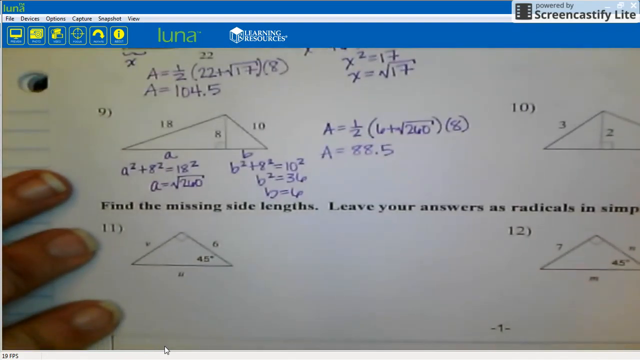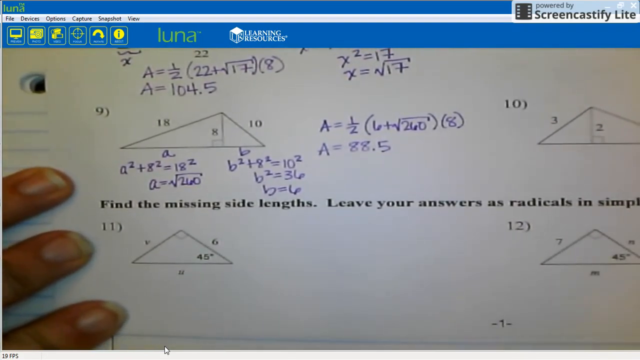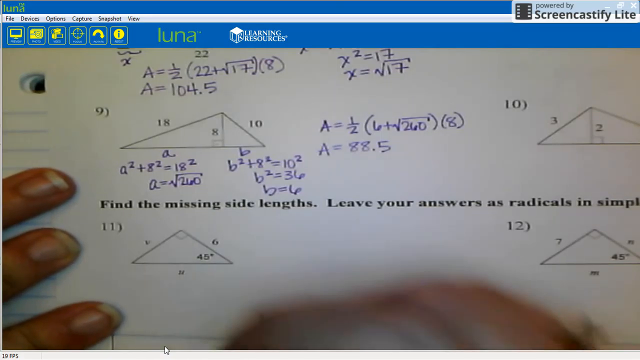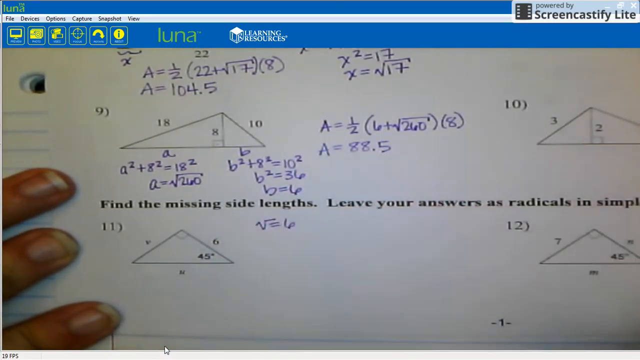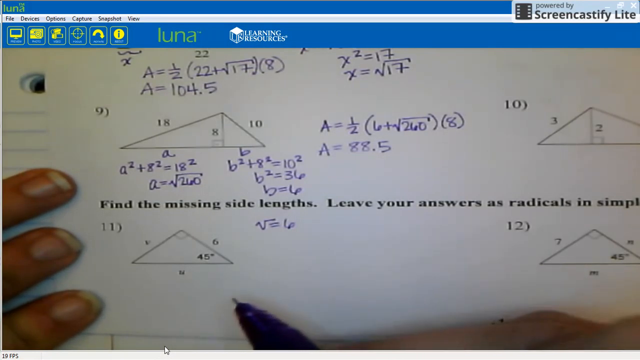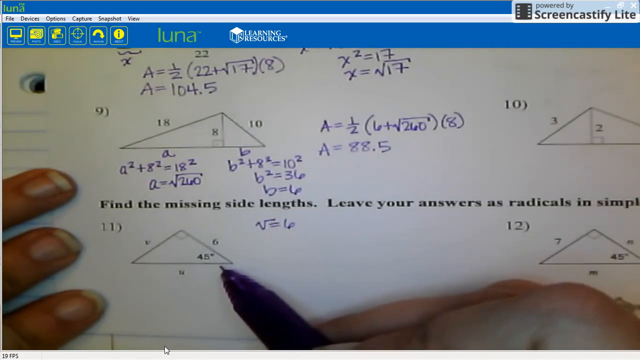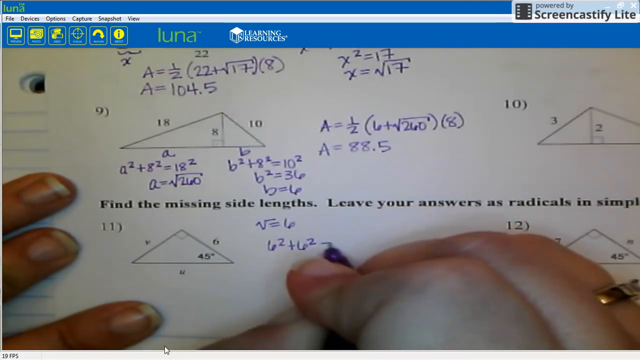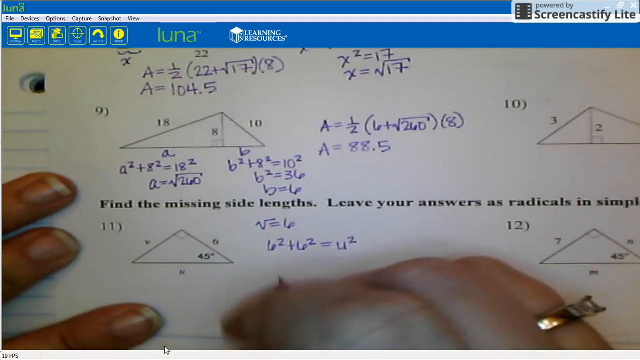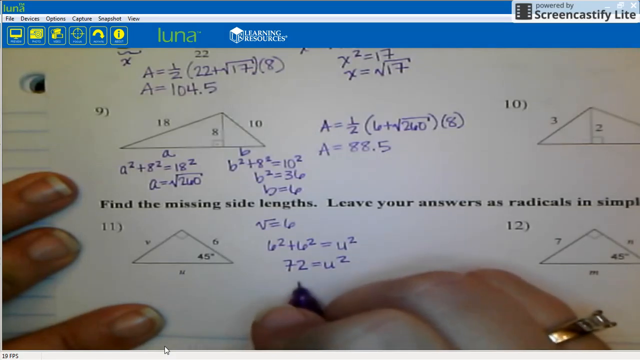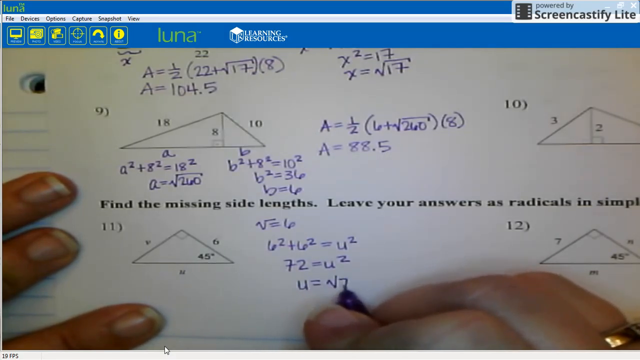In numbers 11 through 20, you are using your properties of special right triangles. So in this case, I have a 45, 45, 90. So I know that V has to equal 6. And then from there, if you don't remember that the hypotenuse is going to be the length of your side times the square root of 2, then you can always set it up using the Pythagorean theorem to show that 6 squared plus 6 squared has to equal u squared. Well, this will be 72 equals u squared, and u is equal to the square root of 72.